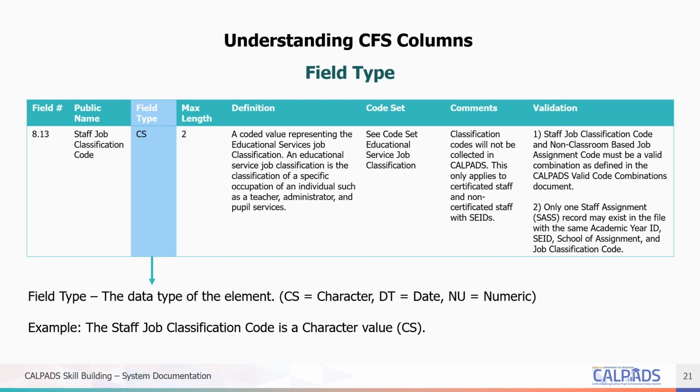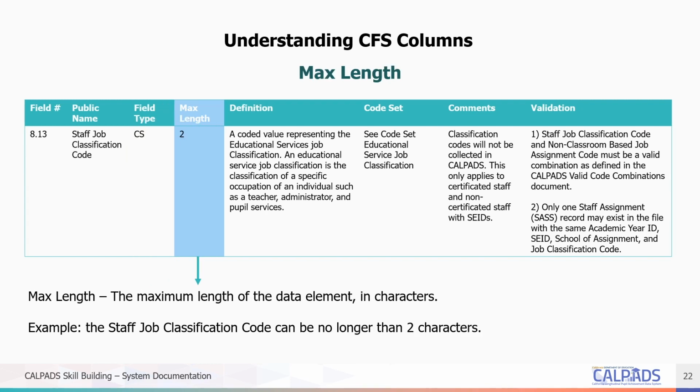In the example above, the field type is CS, indicating that CALPADS will accept characters or character values in this field. The max length is the maximum length of the data element, or the maximum number of characters that will be accepted by CALPADS for the given field. In the example above, Staff Job Classification Code has a 2-character maximum length.